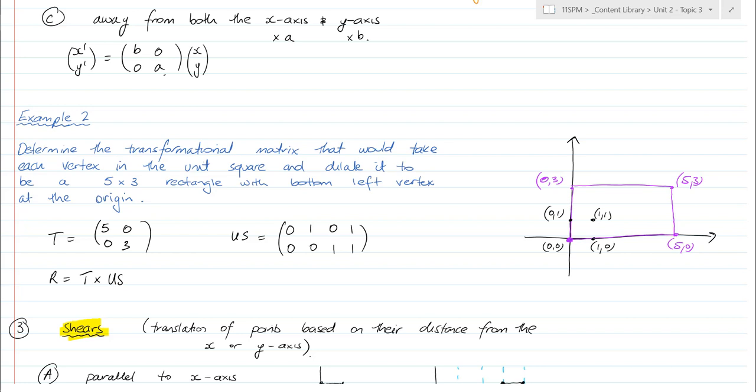Oh, no. Just, if I define it as this order, which is clockwise, starting at the origin, then the order of the points from my unit square, the rectangle, will be clockwise from the origin. Okay?